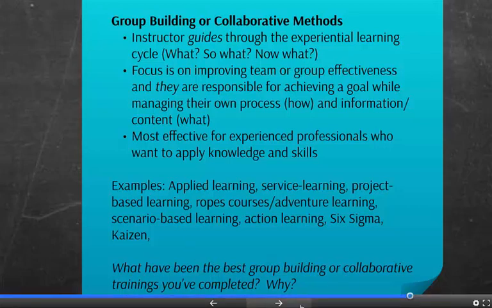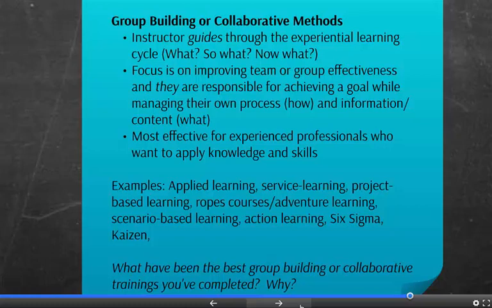What's important to know about this grouping of methods is that it is most effective for experienced professionals who want a situation in which they are going to be asked to apply the knowledge and skills they already have. And ideally, it's within a group setting of people that they work with, and maybe there is some obstacle that they continue to encounter. And so the group needs the guidance of a facilitator or somebody else who can observe and watch and intervene in their process to help them identify what that obstacle or barrier might be to them being more productive or effective as a group.